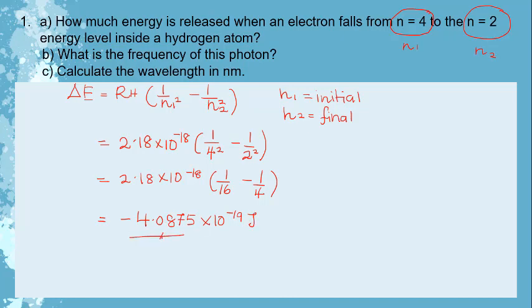This is the energy released by an electron when it falls from the fourth energy level to the second energy level. Why is the value of delta E negative? This is because when an electron falls from a higher to a lower energy level, energy is released, indicated by the negative sign.